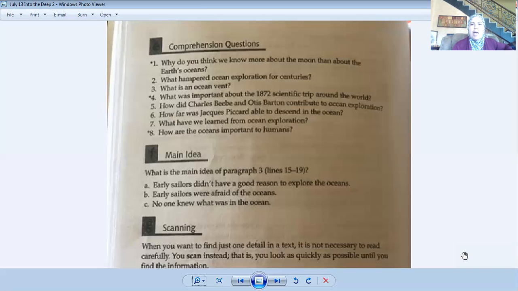What was important about the 1872 scientific trip around the world? Oh yeah, remember we talked about a scientific trip in 1872. It was an organized one. The group of sailors and scientists decided that they would be working for 4 years exploring the oceans. They prepared a ship for that purpose. It had 2 labs and navigation equipment, the most modern of the time. And you know what? They discovered new things.